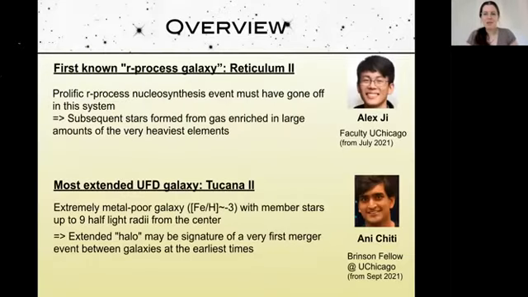All right, so here's my overview. As I said, I want to chat about two galaxies, Reticulum II, the first known R-processed galaxy that my former student Alex G and I found back in 2016. It's a bit older, but it remains a really good story, especially in contrast to Tucana II, the other system, which was only just published. And that seems to be by far the most extended ultra-faint dwarf galaxy. And so there are interesting stories that go along with those two that I'd like to share.